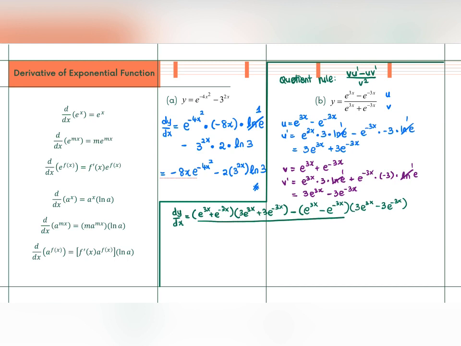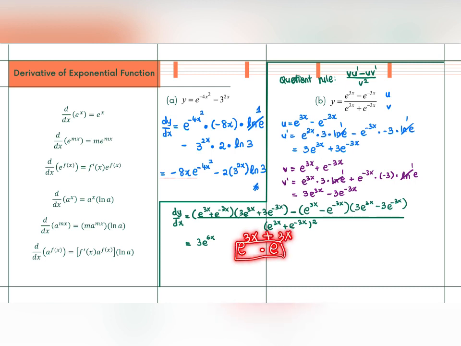Okay, next. Over dengan v squared. So e 3x plus e negative 3x squared. Okay. Seterusnya ini saya akan expand sebab kita nak simplify our function. Okay, e 3x darabkan dengan 3e 3x akan dapat 3e 6x. Kenapa 6? E 3x darabkan dengan e 3x. Base kita adalah base yang sama, so atas ni boleh tambah.